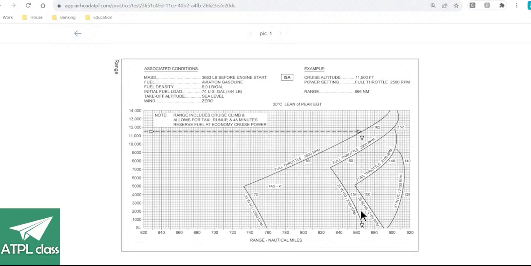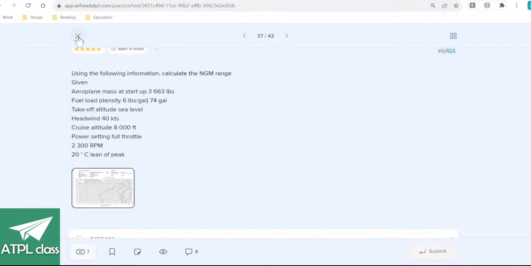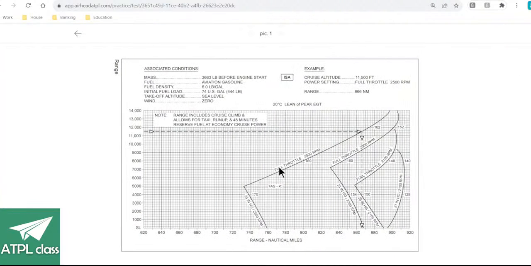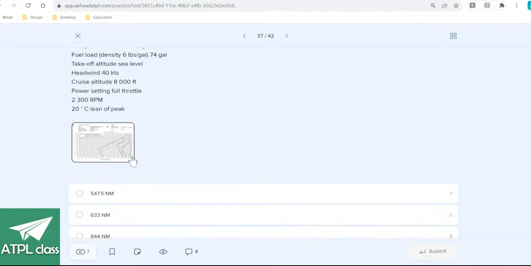This is what makes me think that we've got to do some sort of conversion. We don't have a speed though. So how can we convert this? We don't have... if it's in zero wind, that means it's the ground miles.